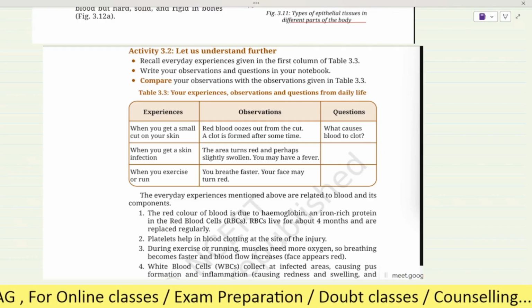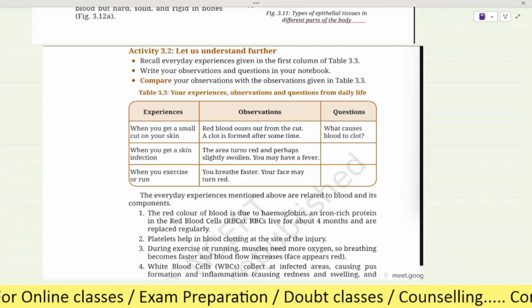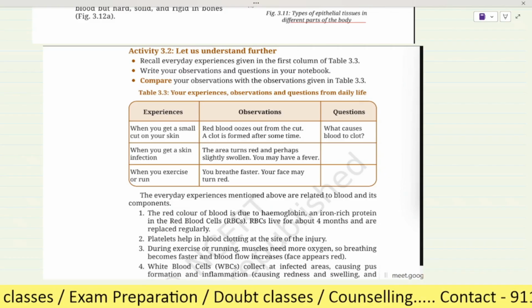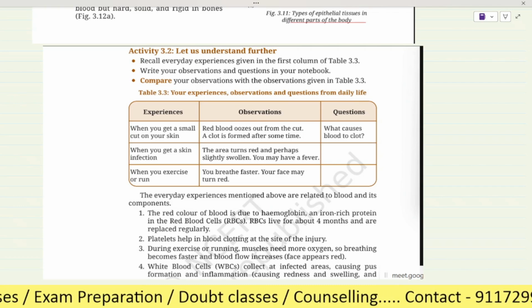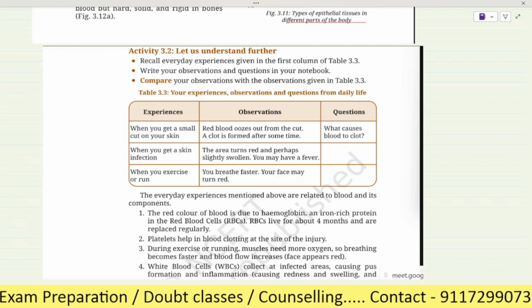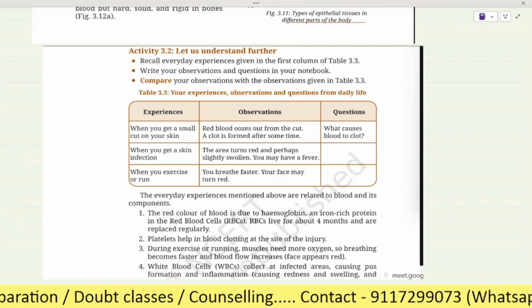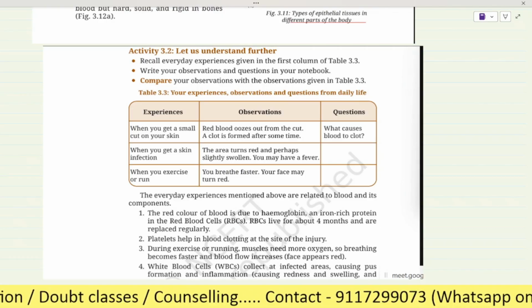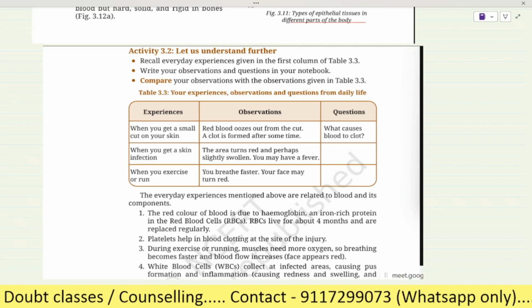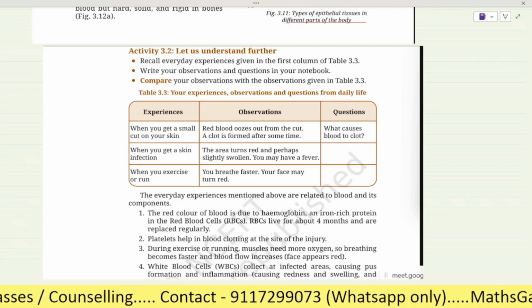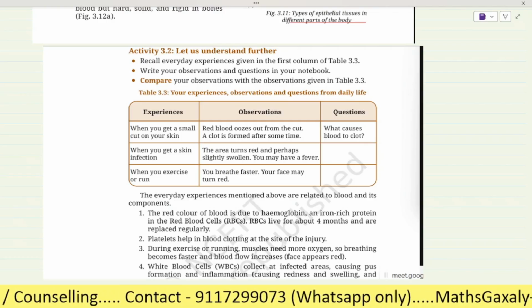Can you please give it? What causes blood to clot? Yes, what causes blood to clot? Do I have to answer it? Yeah, please give the answer according to you.